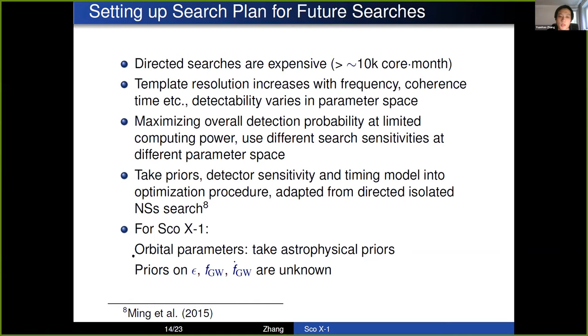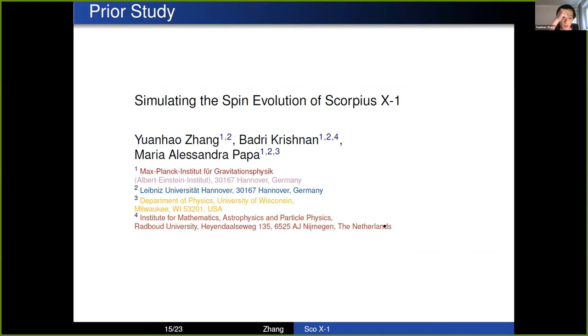For the orbital parameters, you can simply use the astrophysical priors. But we don't know where the frequency should be, whether the neutron star is spinning up or not, and how the ellipticity behaves as a function of frequency. So that is the motivation for our prior study. We use a simple spin evolution model to study Scorpius X-1.